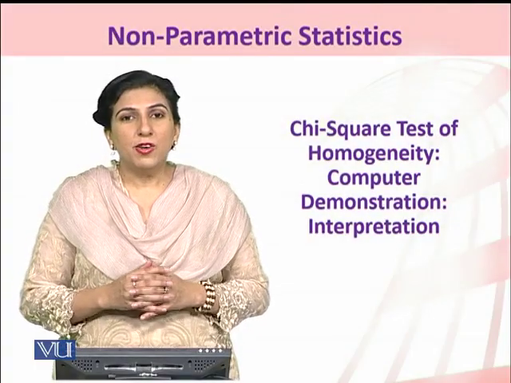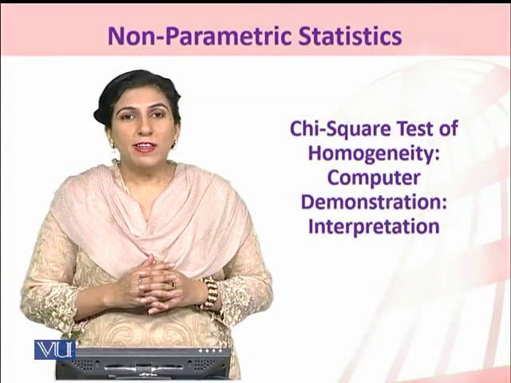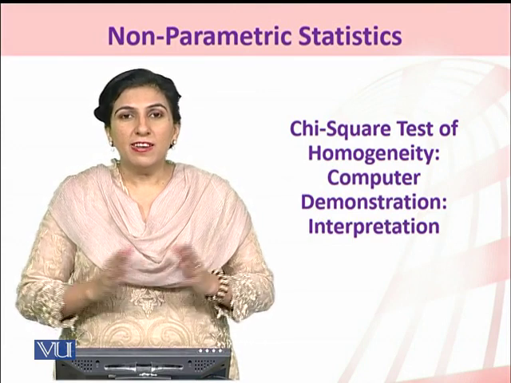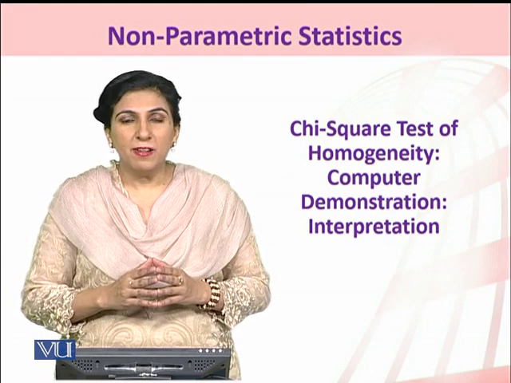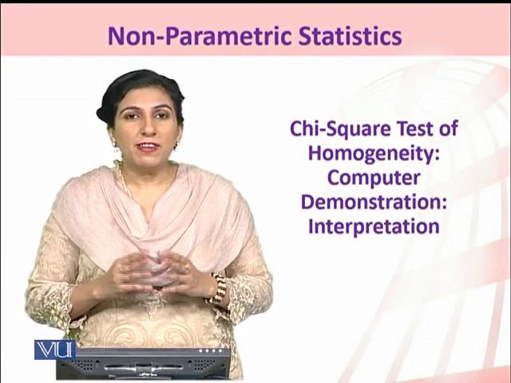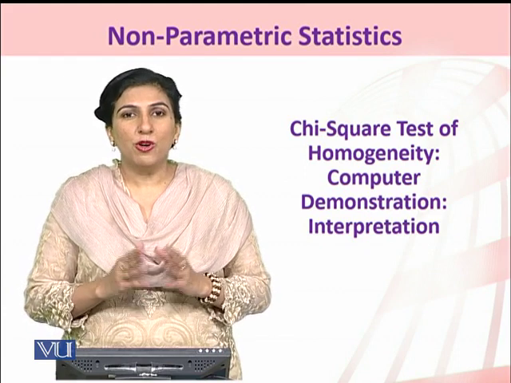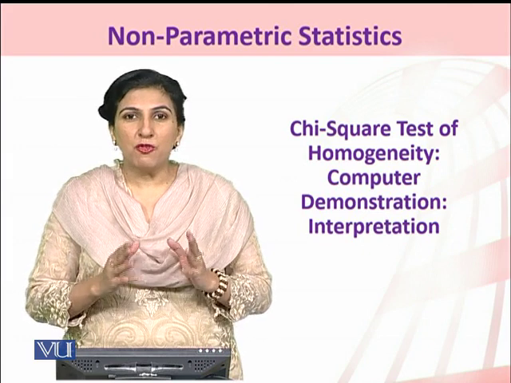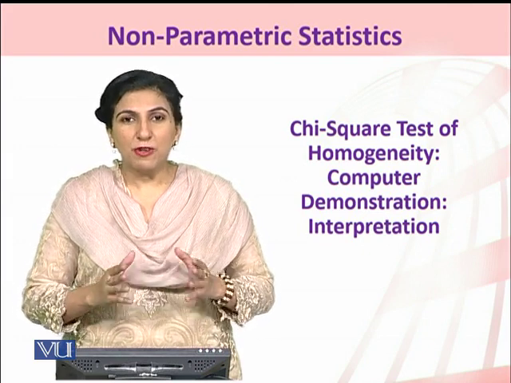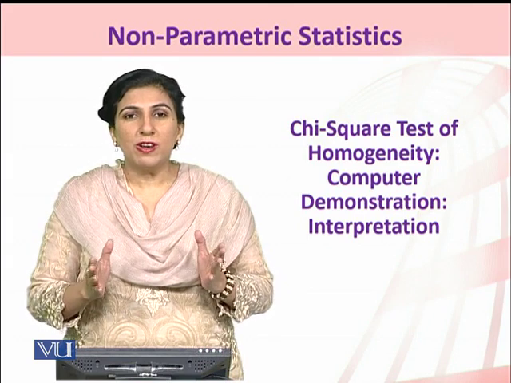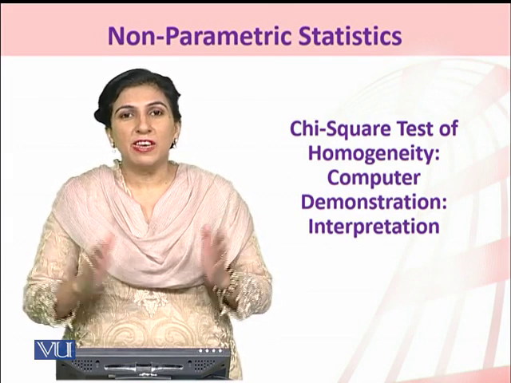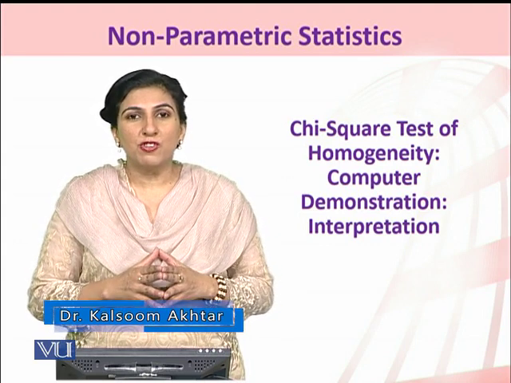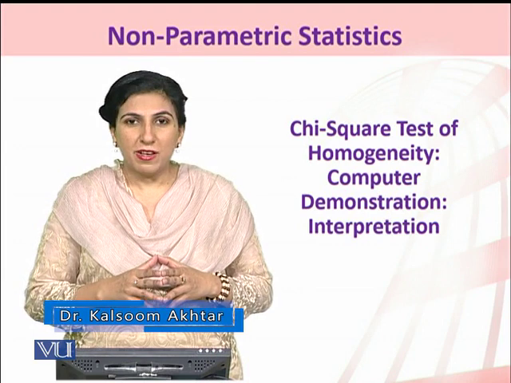Dear students, you have learned how to follow the chi-square test of homogeneity in SPSS. You have learned how to enter the data. If you remember, we have defined three variables in order to follow the chi-square test of homogeneity in SPSS by the name of row, column and frequency. You have also learned what type of procedure we need to follow in order to achieve the results for the test of homogeneity under SPSS.